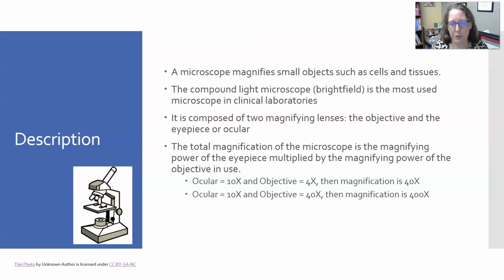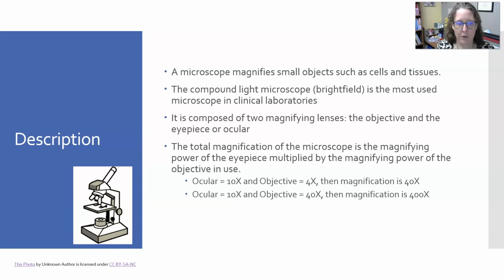It's composed of two magnifying lenses, the objective and the eyepiece or the ocular. So the total magnification of the microscope is the magnifying power of the eyepiece multiplied by the magnifying power of the objective in use. So the eyepiece is usually a 10x, so it magnifies it 10 times, and then the objective is going to depend on which one you have on your microscope and which one you're using.